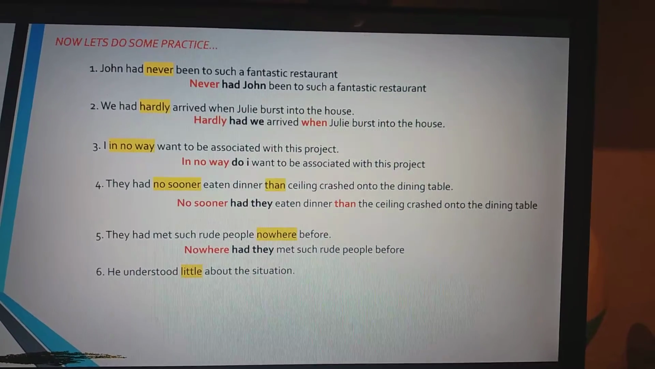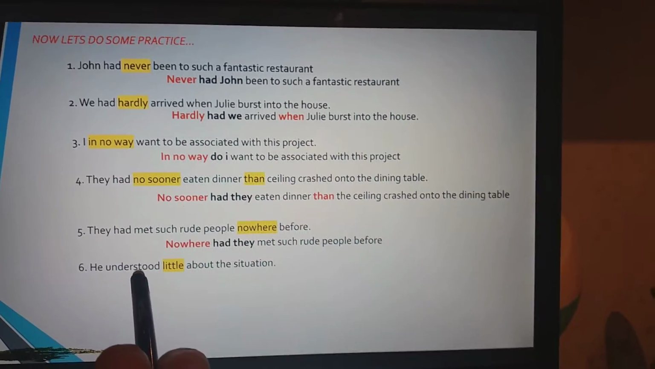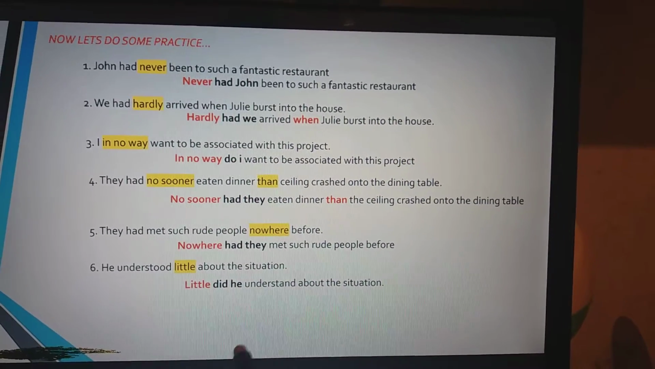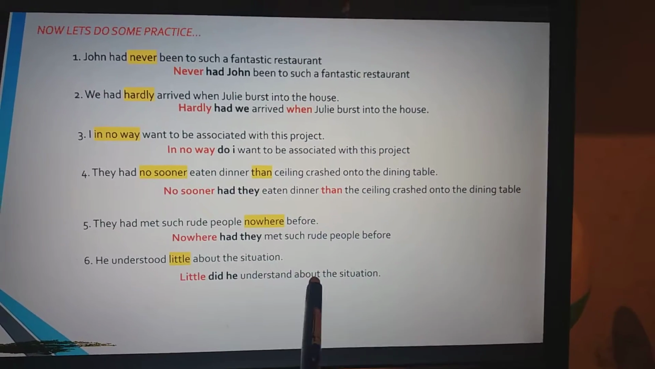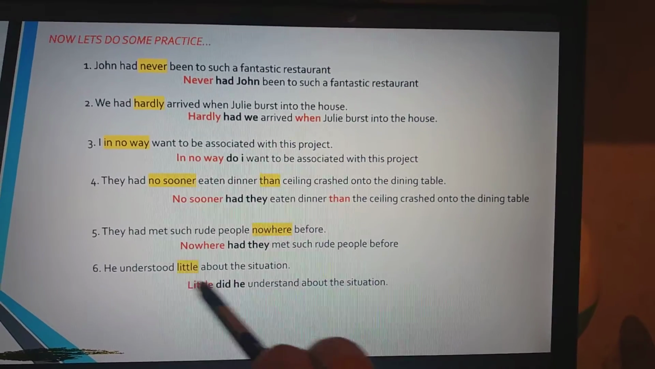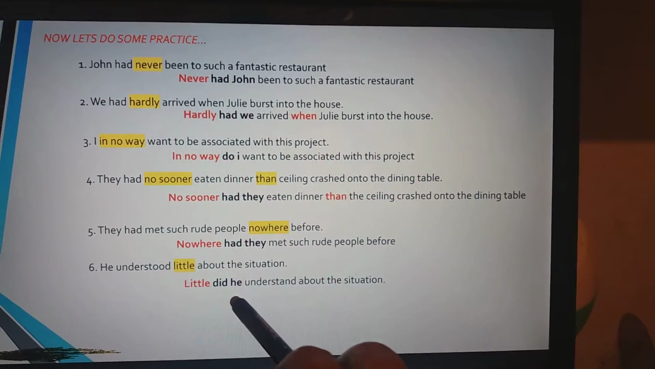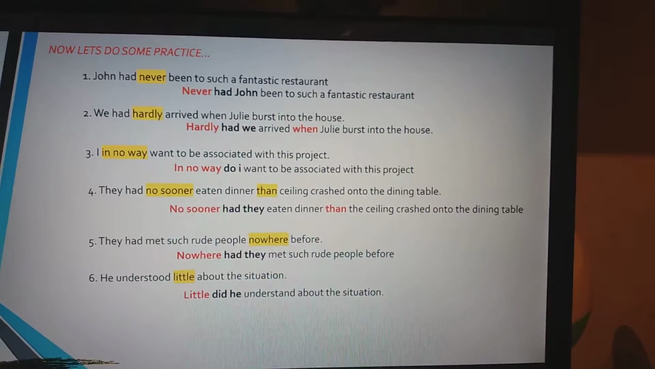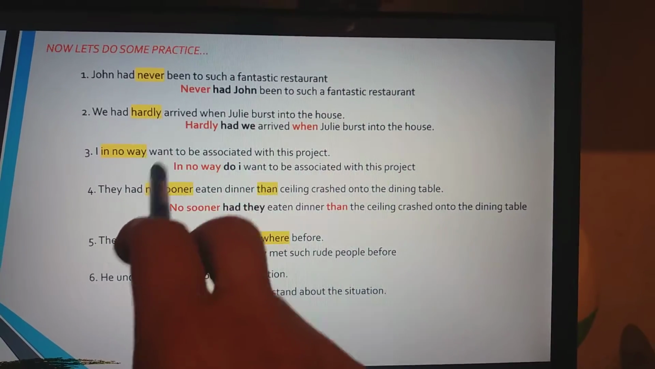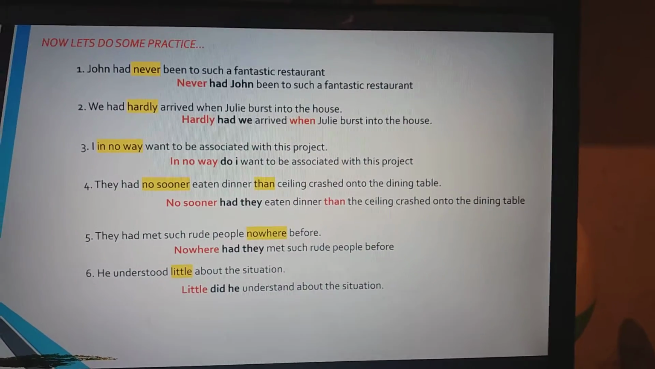He understood little about the situation. "Little" is the expression, but keep in mind the tense. Little did he understand about the situation. Because the tense of this verb is expressed by "did," that's why we use "understand" here. "Did he" is the inverted part. If we use "do" because it was present simple, here we use "did" because it's past simple. So be careful.